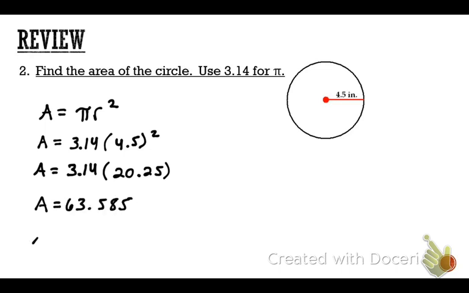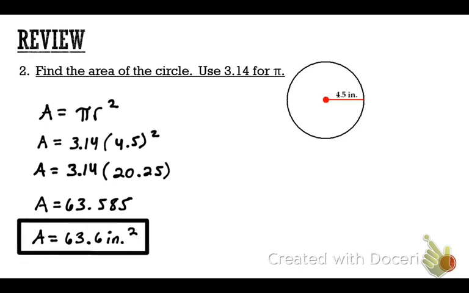All right, so out of that, when you multiply it together, this is what you should have come up with. Let's round that to the nearest tenth. And what do you get, guys? 63.6 inches squared. All right, how many of you got that? Are there any questions about that? Yes, we got it. Let's go.